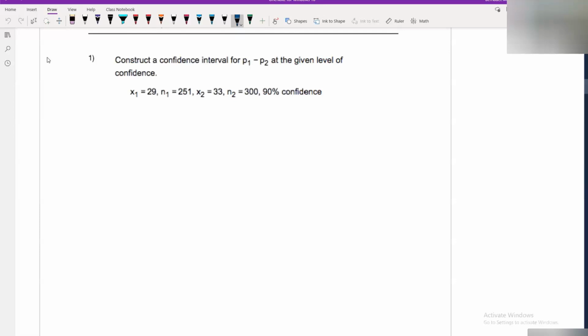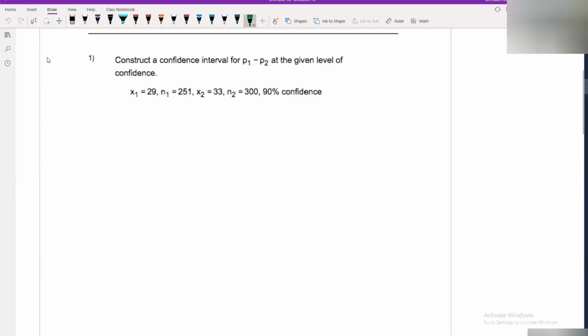Asking to construct an interval, but we have P1 minus P2. So this is population proportion. We have two populations. That's why this is P1, P2, meaning that we should have two sample sizes and two x's. So each one of these x's is the number of individuals from the sample. So first step, having this kind of question, you have to find alpha again, since we're trying to find an interval.